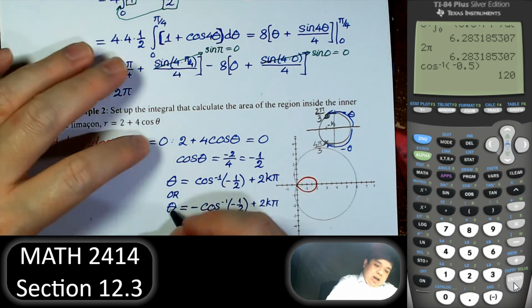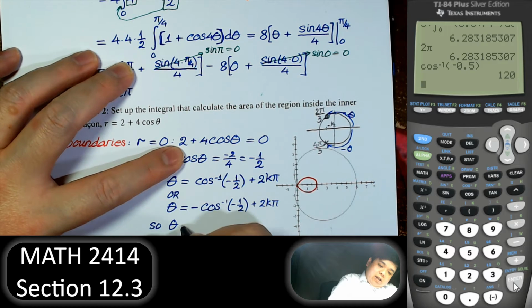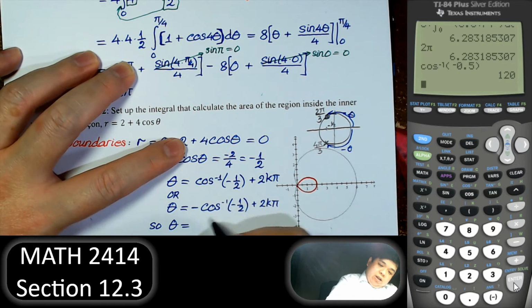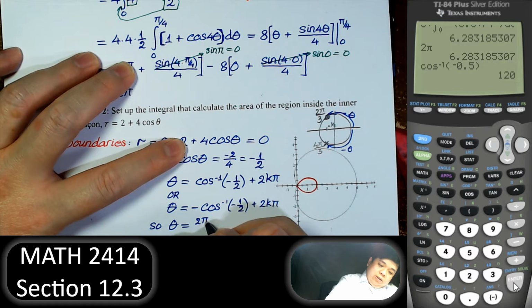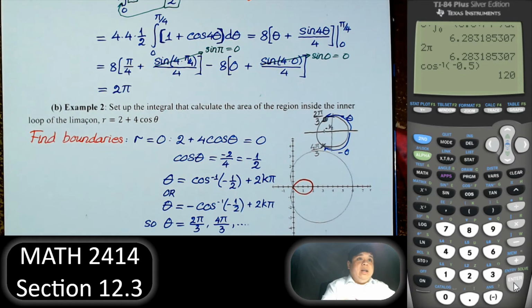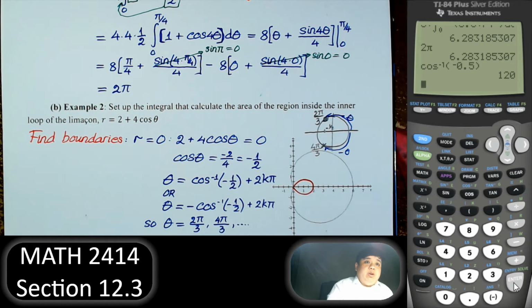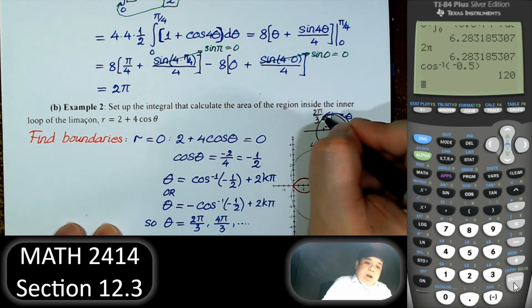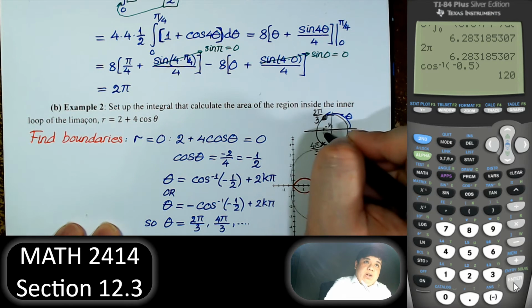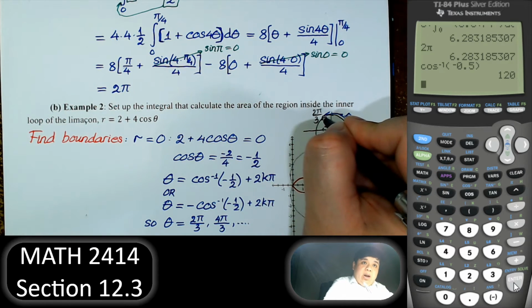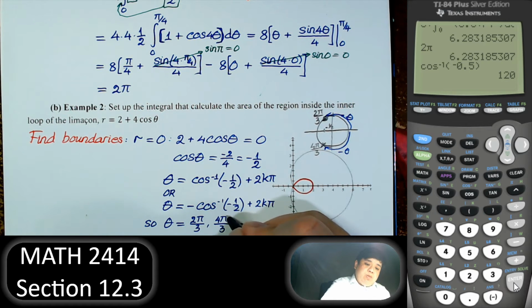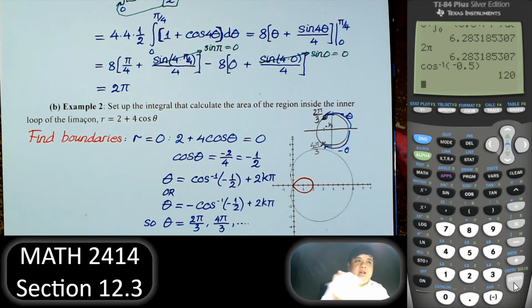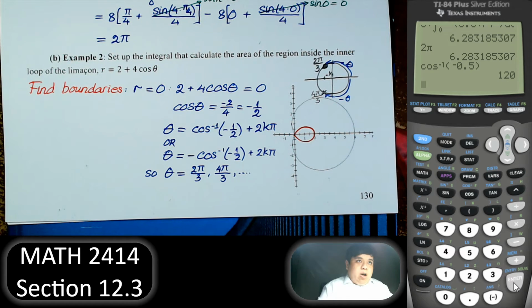Anyway, so for that, we have theta equal to 2 pi over 3, 4 pi over 3, and I'm going to write dot dot dot, meaning that if we want to, we can find a few more of these, because when we have the point here, we can go an extra revolution. As long as we stop here, the cosine is equal to negative 1/2. So I can add 2 pi to here, subtract 2 pi from here, we still have the same angle. Right, so those are the boundaries.